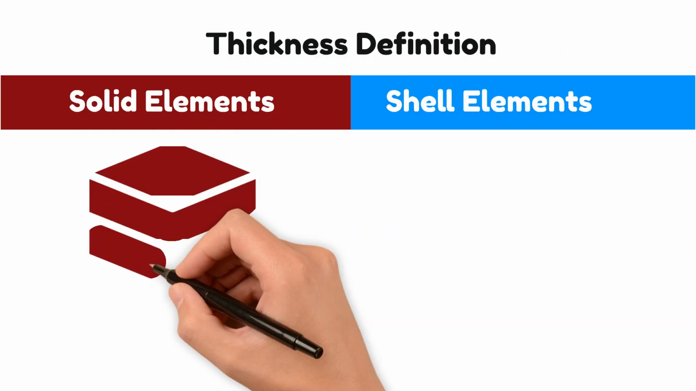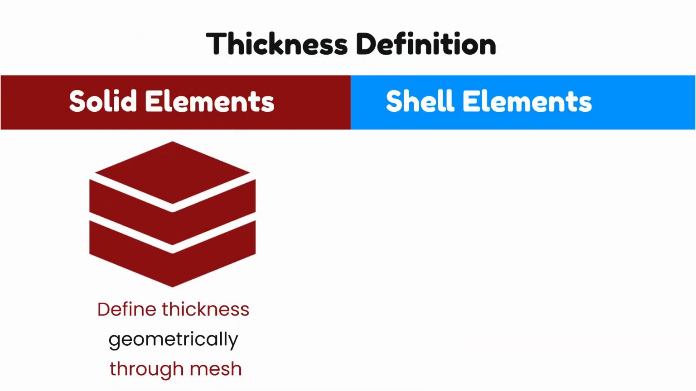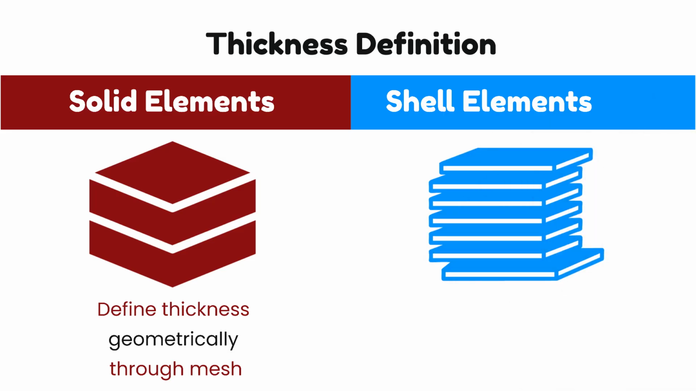Let's now talk about how thickness is defined in each case. For solid elements, thickness is a part of the geometry. You build it directly into the mesh. The model has real depth and you see it in 3D. For shell elements, it works differently. You don't draw the thickness, you assign it as a property. The solver knows how thick the part is even though you only mesh the mid-surface. This is what makes shells so efficient for thin structures.